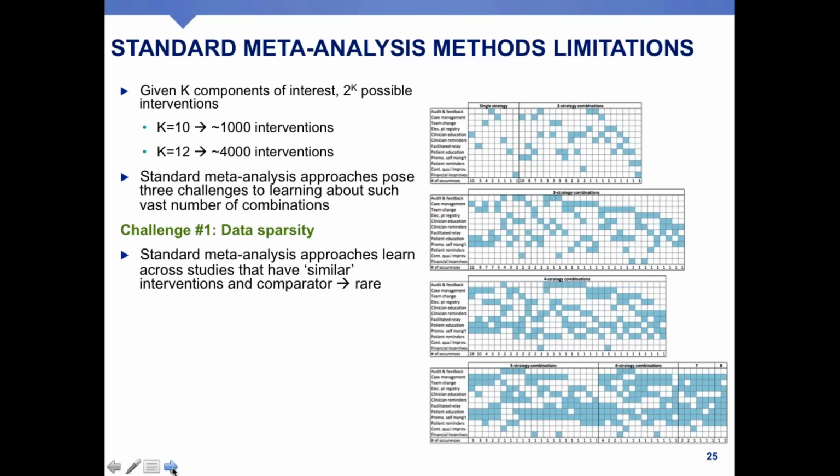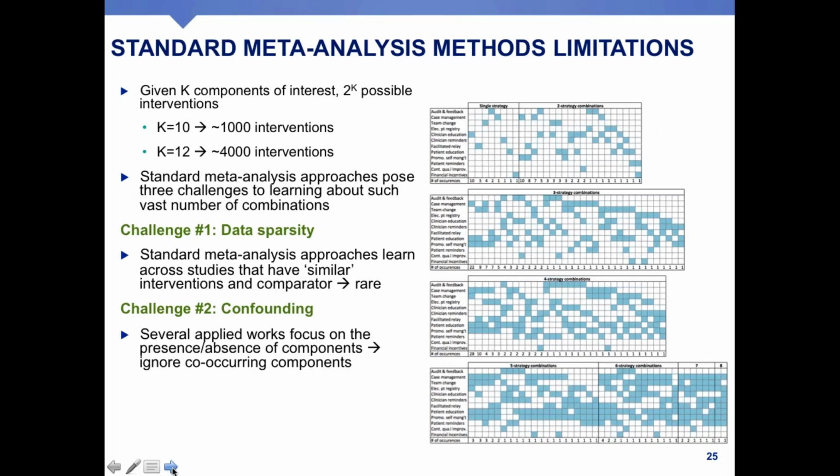But what we see in our review is that there are only about 90 unique combinations of the different quality improvement strategies, such as audit feedback and case management, audit feedback, case management, team changes. Those are the unique combinations that have been observed. Mostly those combinations have been observed just once, with a few of them observed enough times that you would feel confident in doing a synthesis of those particular combinations. So we have quite a sparsity of data problem.